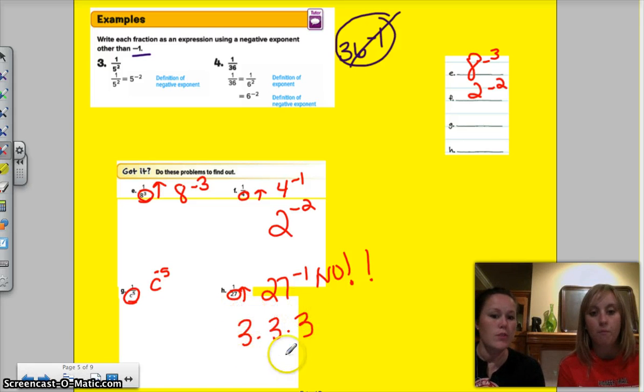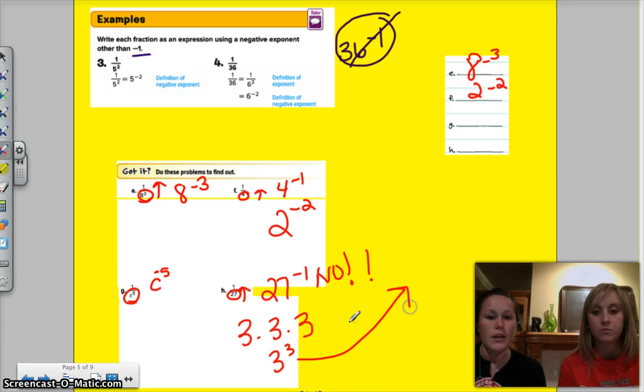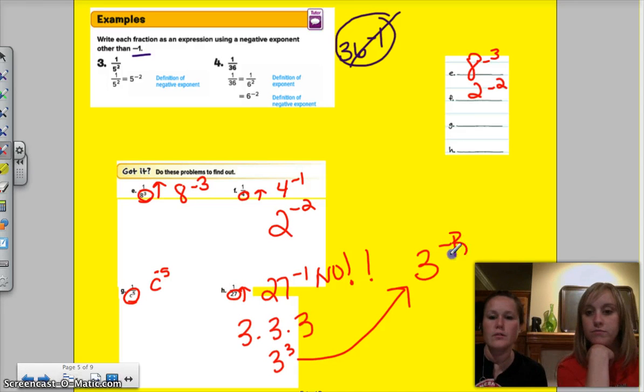That's 3 threes in a row, which is the same as 3 cubed. But I know that this has to be negative, to get it back to what we were talking about before. Negative 1, negative 3. Oops. Oh, not negative b either.